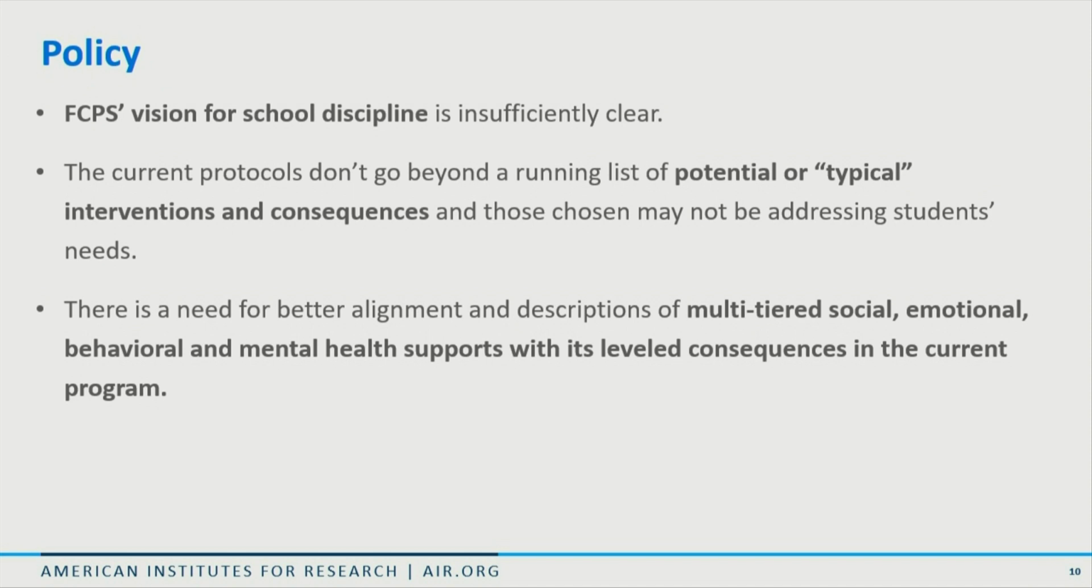The current protocols don't go beyond running a list of potential or typical interventions and consequences, and that means that people may choose from that list, but are not necessarily choosing what may work best for a particular student in a particular school. And there is a need for better alignment and descriptions of multi-tiered social, emotional, behavioral, and mental health supports with the leveled consequences in the current programs.